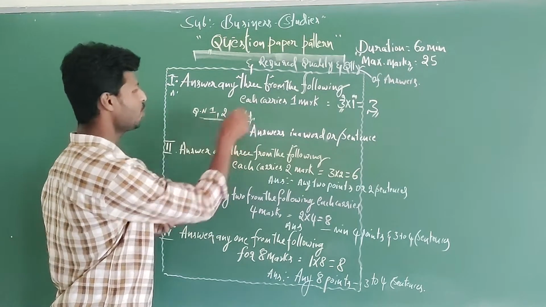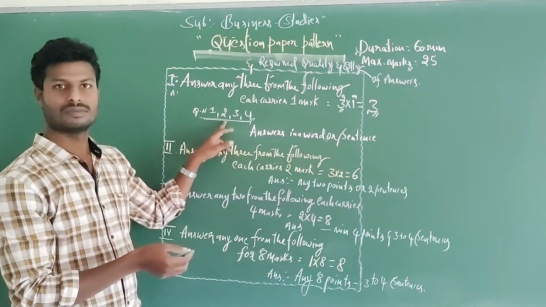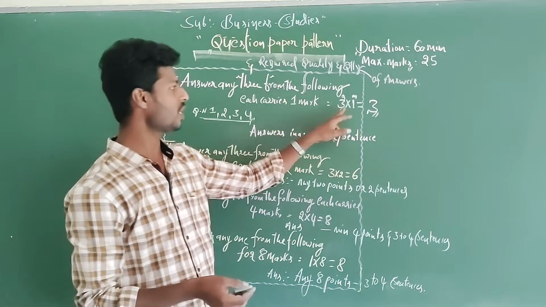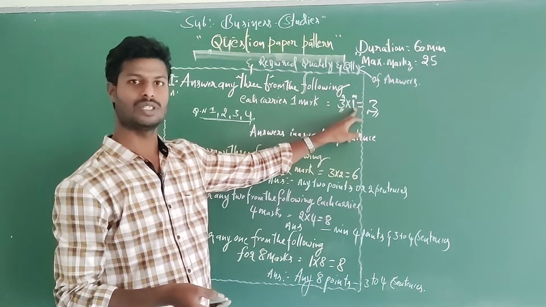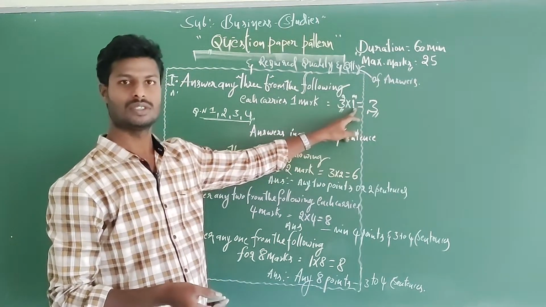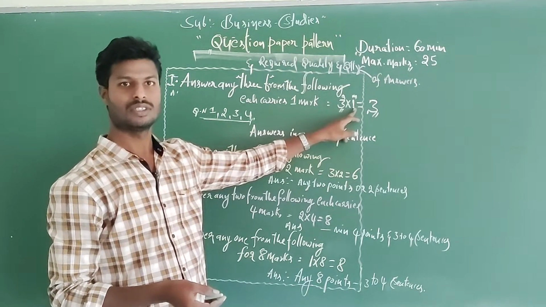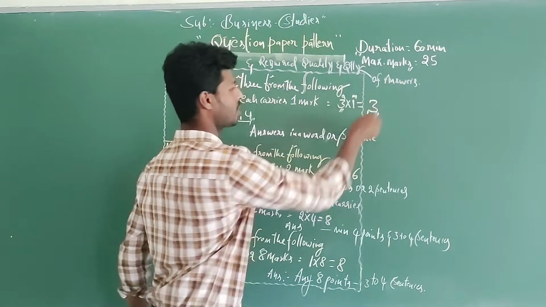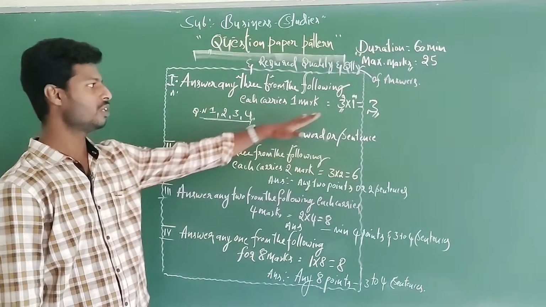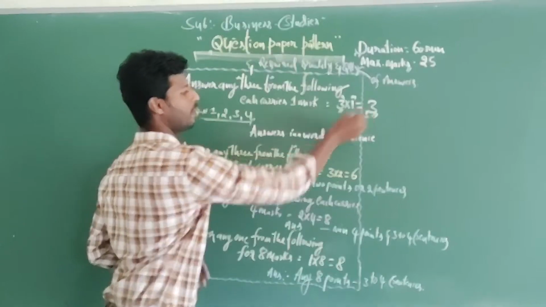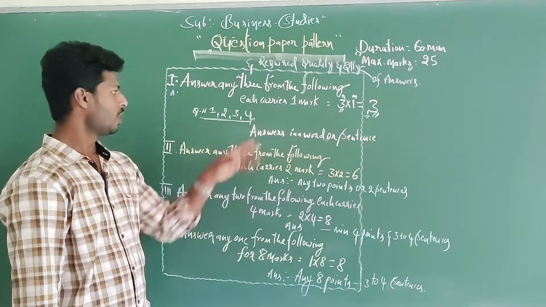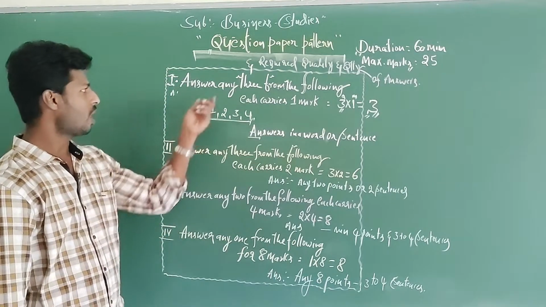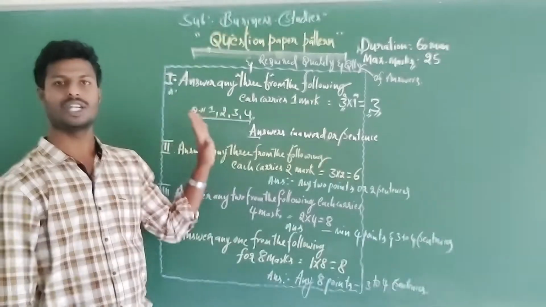Out of 4, choose any 3. Choice is yours. Select any 3 and answer any 3 questions. Each question carries 1 mark. For the answer to each question, you will get 1 mark. Finally, you will score 3 marks. So, Section A or the first main provides you 3 marks.